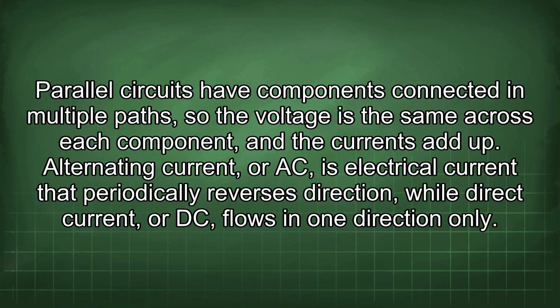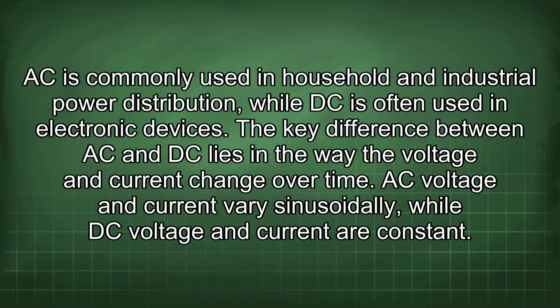Alternating current, or AC, is electrical current that periodically reverses direction, while direct current, or DC, flows in one direction only. AC is commonly used in household and industrial power distribution, while DC is often used in electronic devices. The key difference between AC and DC lies in the way the voltage and current change over time. AC voltage and current vary sinusoidally, while DC voltage and current are constant.